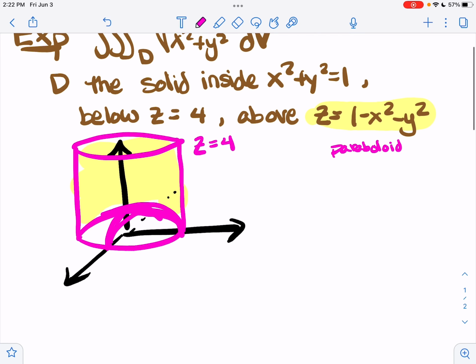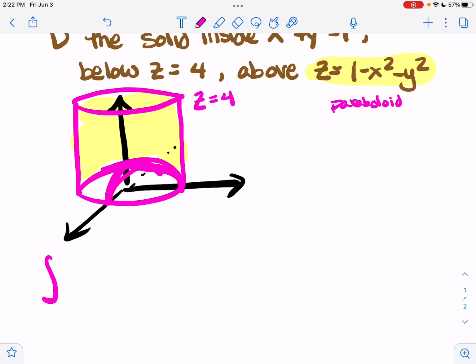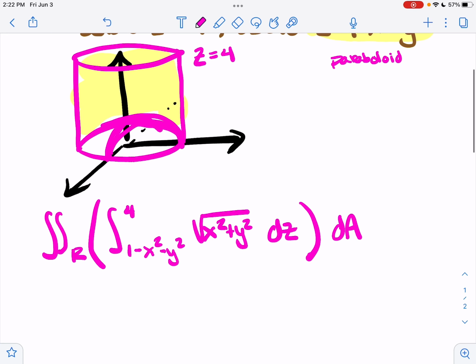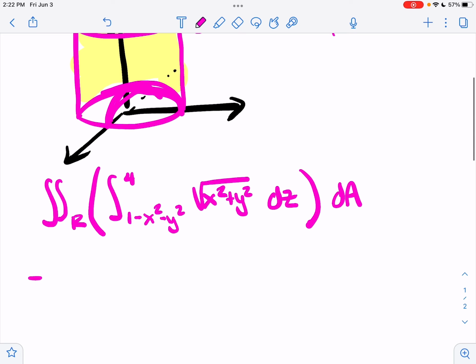Now we could do this with rectangular coordinates. We would have a double integral over some region R, and we would integrate in z first, with z going from 1 minus x squared minus y squared on the bottom up to z equals 4 up above. And we're integrating the function square root of x squared plus y squared. We do that integral in z, and then we're left with the double integral. This is all from last time, section 16.4. I'm going to do this in rectangular coordinates, and I'm going to do it in cylindrical. I want to show you how similar these two things are and how we get the same answer either way.